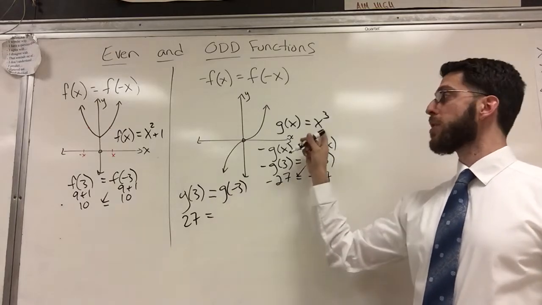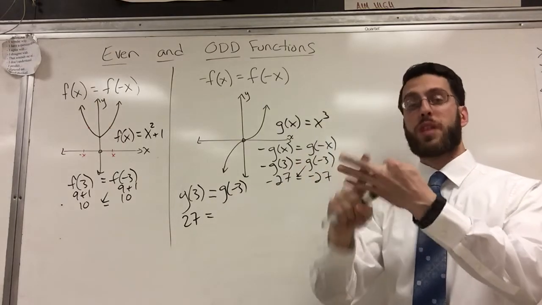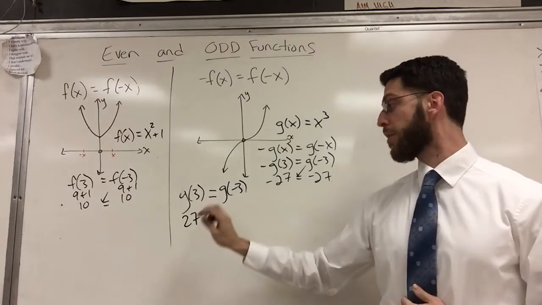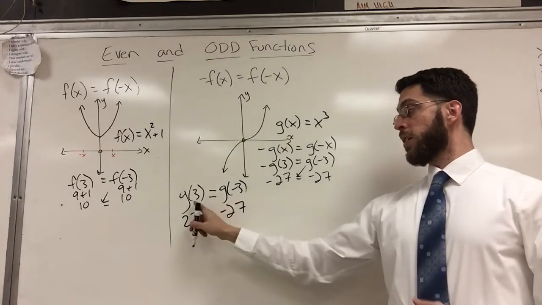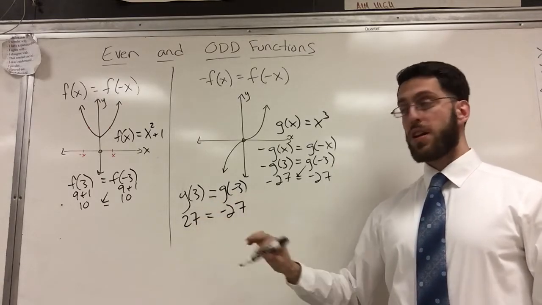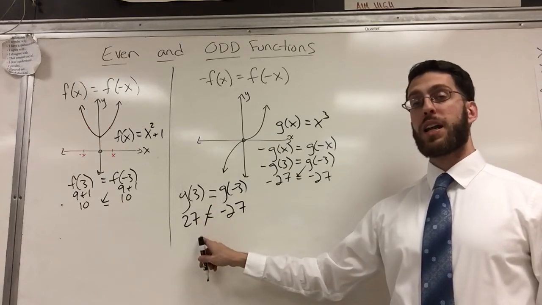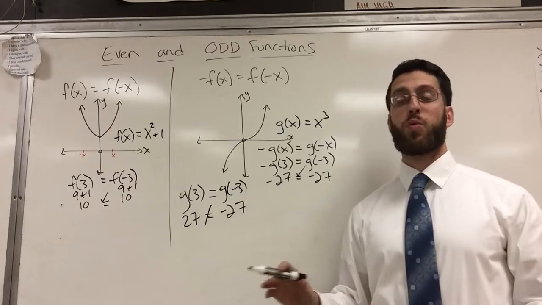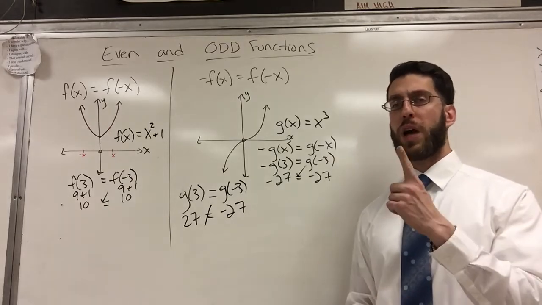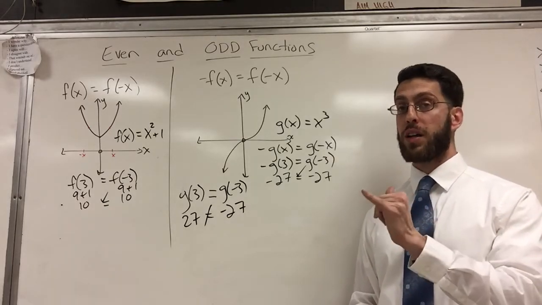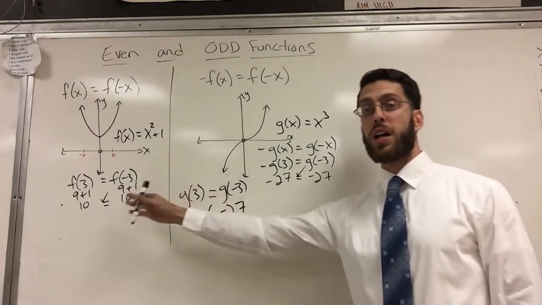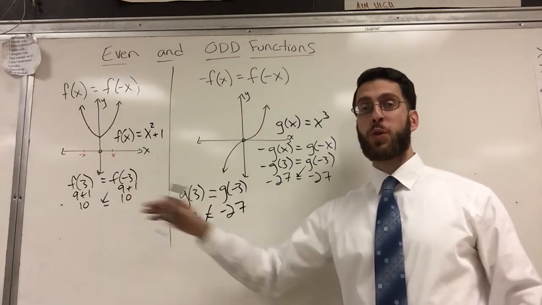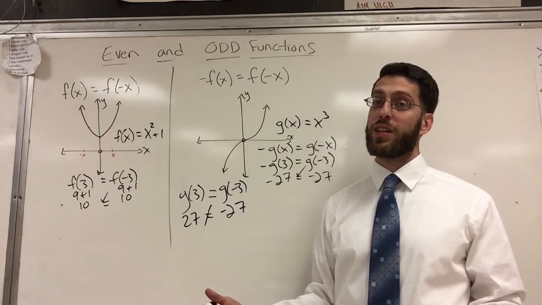So negative 3 to the third power is negative 3 times negative 3 times negative 3. We said was negative 27. Does this equal this? No. So it's definitely not even. It's only odd. Is it possible to be both? 1 in a million. Very rare. I think there's only actually one function that's both odd and even. Generally, it's either odd or even or neither. Most functions are actually neither.